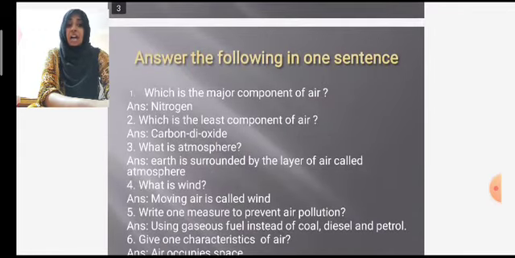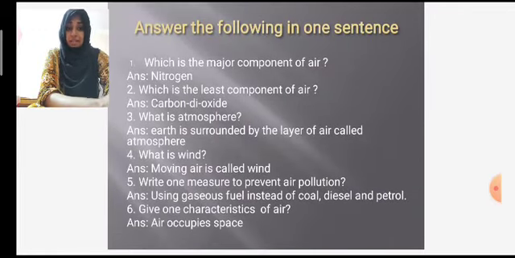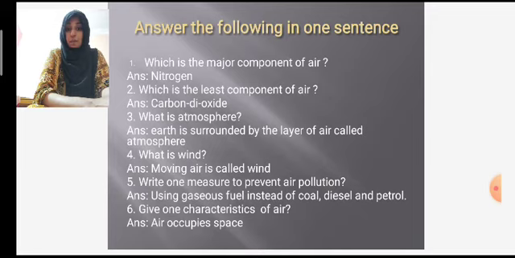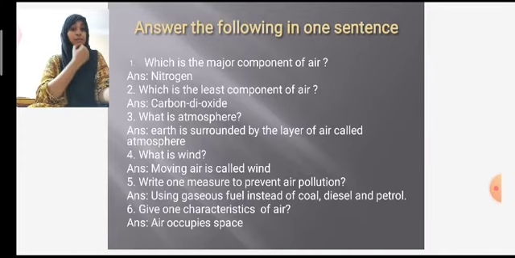That is, answer the following in one sentence. Which is the major component of air? Yes, it is nitrogen. Major component is nitrogen. Which is the least component of air? It is carbon dioxide. Least component of air is carbon dioxide.